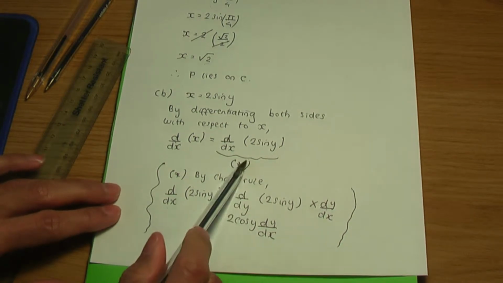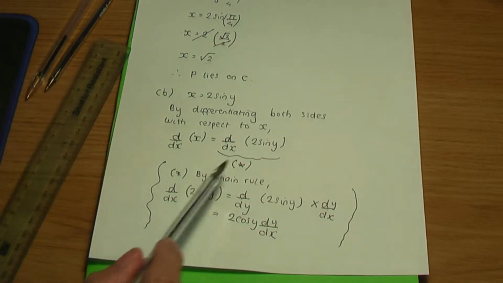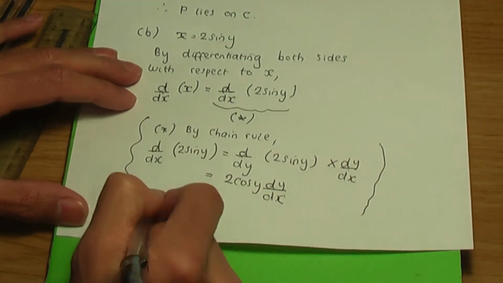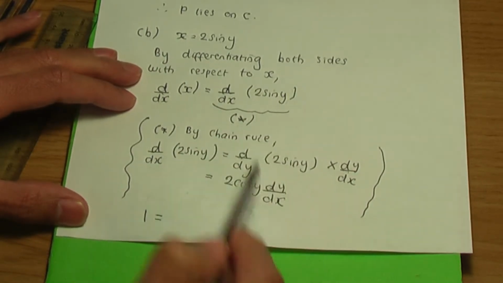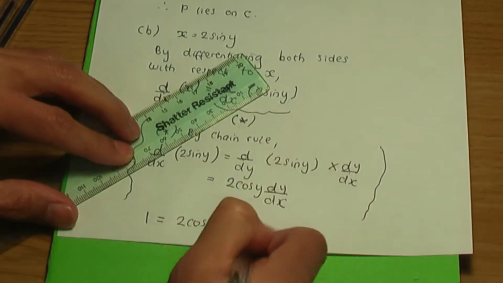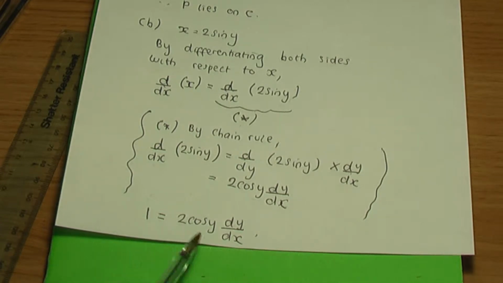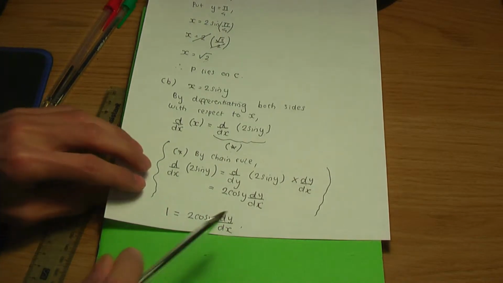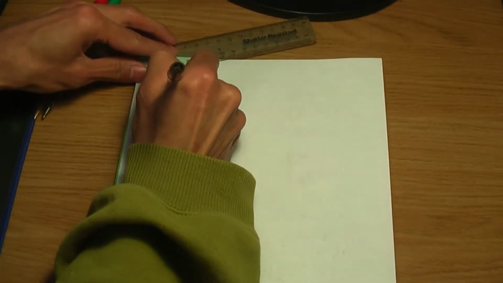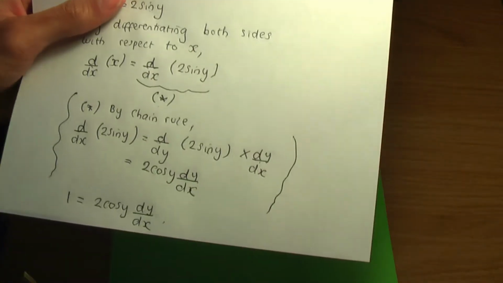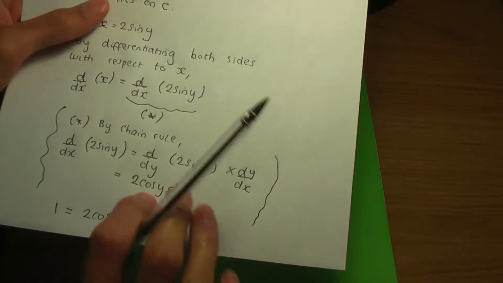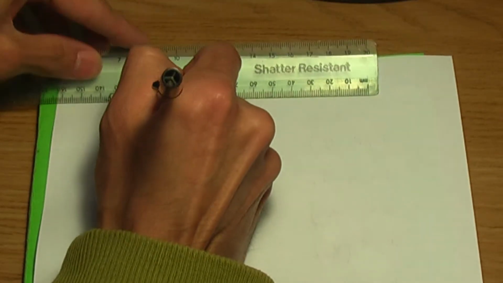So 2 cos y dy over dx is the derivative of the right-hand term, which we named star. Let's include that in our main calculation. d by dx of x, differentiating x, gives 1. The right-hand term we differentiated and had 2 cos y dy over dx. Now we need to work out dy over dx, so let's rearrange. When I rearrange for dy over dx, if I divide both sides by 2 cos y, I'm going to get 1 over 2 cos y.